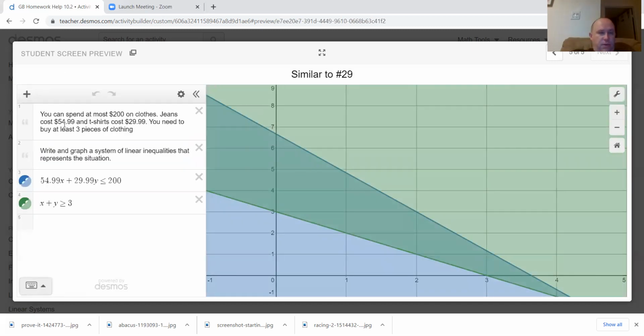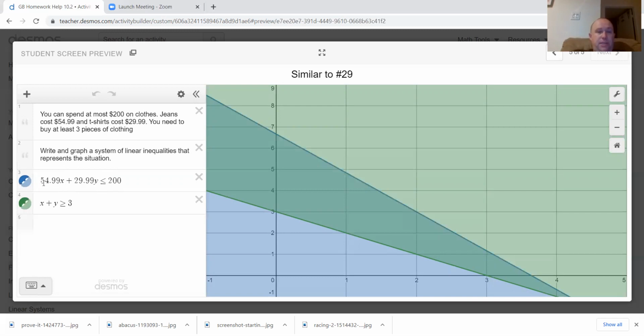And for the last question, we've got a word problem. You can spend at most $200 on clothes. Jeans cost $54.99 and t-shirts cost $29.99. You need to buy at least 3 pieces of clothing. So the most amount of money we can spend, obviously $200, and we've got to buy at least 3 things. So I'm going to use X and Y, X for jeans and Y for t-shirts. If you use J and T, the first letters, it's only going to say error anyway. So X is going to be my number of jeans, and Y is for t-shirts.